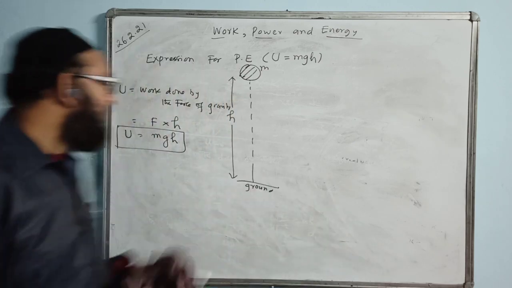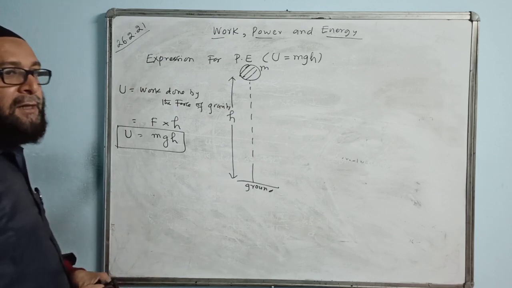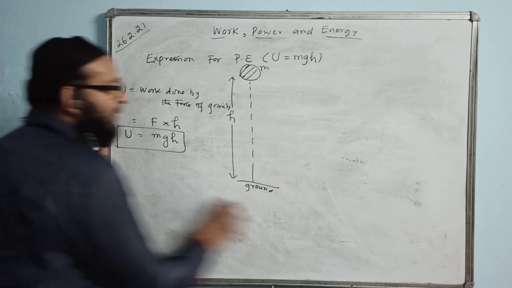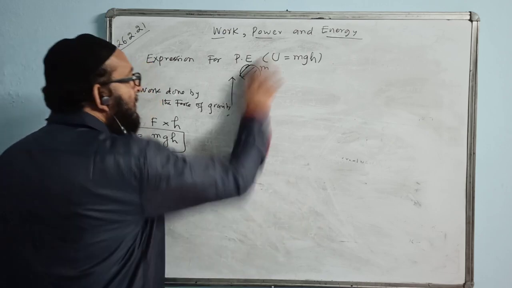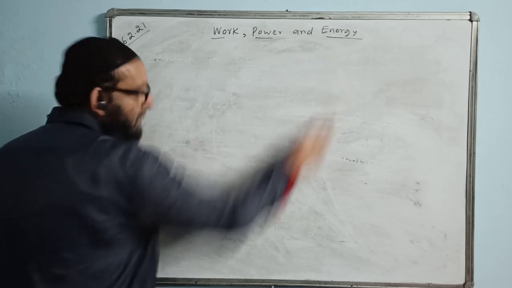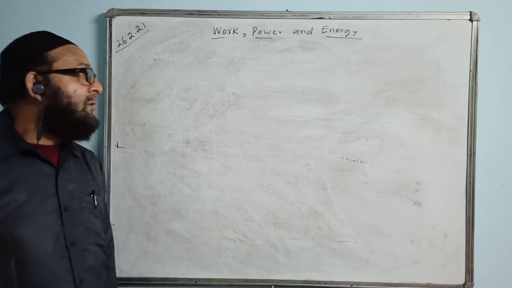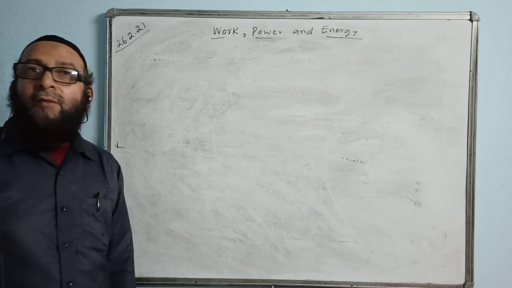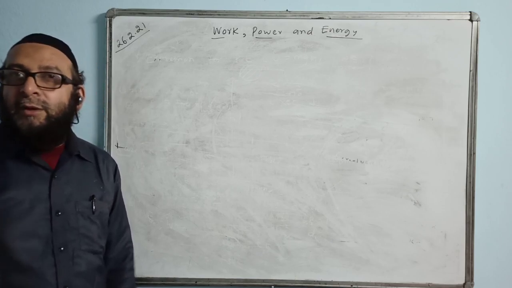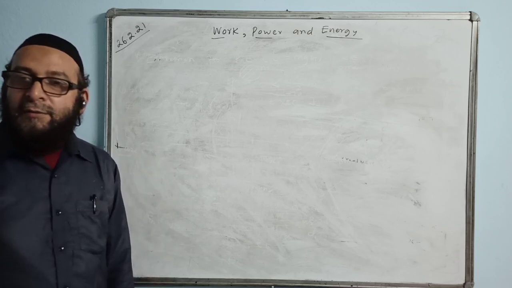Yes. So two formulas you learned: the potential energy formula is mgh and the kinetic energy formula is half mv squared. Okay, now your syllabus is reduced, and the proof of the law of conservation of energy is not there in the syllabus. So you only have to know what the law of conservation of energy is.